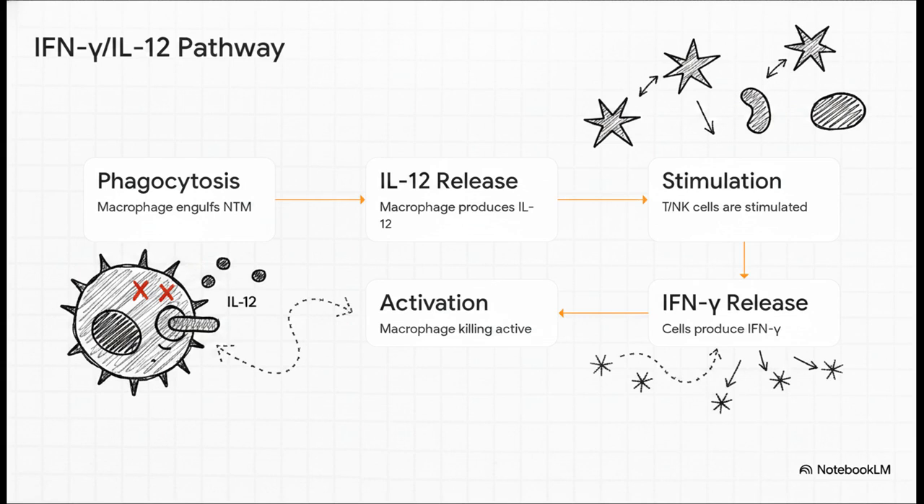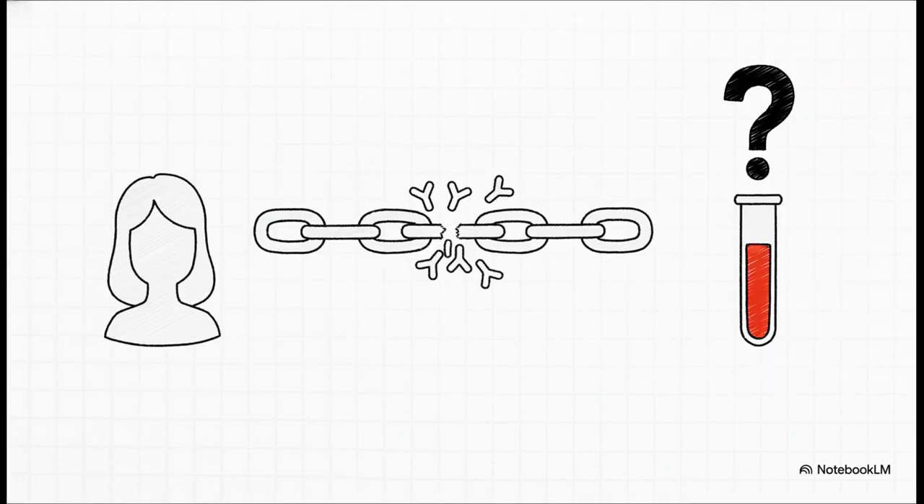Third, that IL-12 stimulates your T cells and natural killer cells. Fourth, those cells then produce interferon gamma. And fifth, that interferon gamma circles back and activates the macrophage to finally kill the bug. This is the absolutely crucial IFN gamma/IL-12 pathway. So, if a patient has disseminated NTM disease, but they don't have HIV or some obvious iatrogenic cause, you have to investigate this specific pathway for defects.